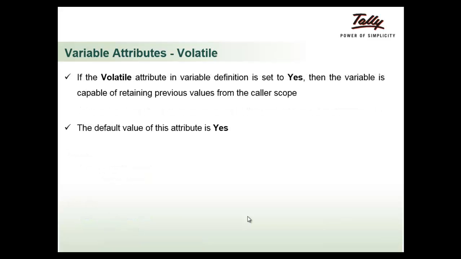Then the volatile attribute. If you set the volatile attribute to yes in the variable, that helps to save the values of the variables in the stack, and then the variable is capable of retaining previous values from the caller scope.